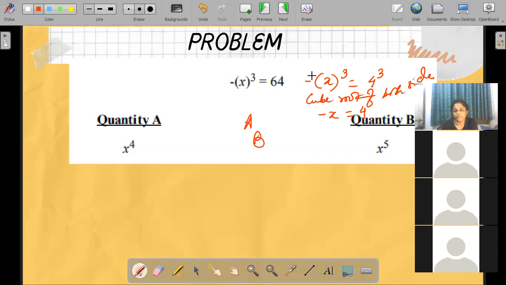Because minus is separate, right? This cube is only for the x. It is not for the minus. So minus of x is equal to 4, which means x is equal to minus 4 here. I've got x is equal to minus 4. So I'll solve for x to the power 4, and I'll solve for x to the power 5. Did you solve x to the power 4 and x to the power 5, Pragati and Aarti?